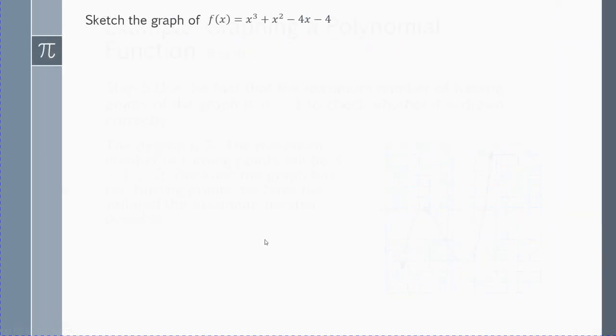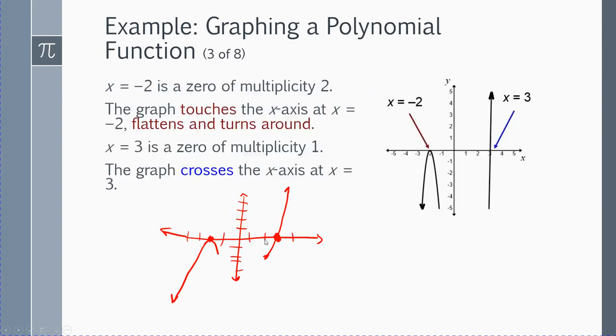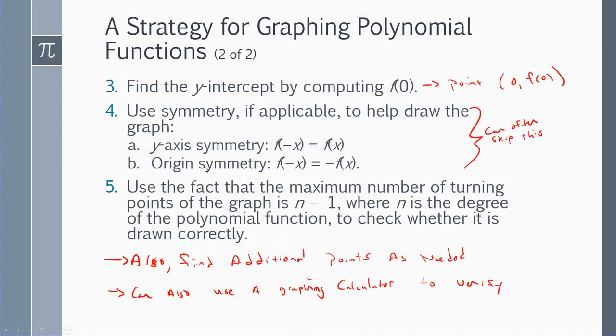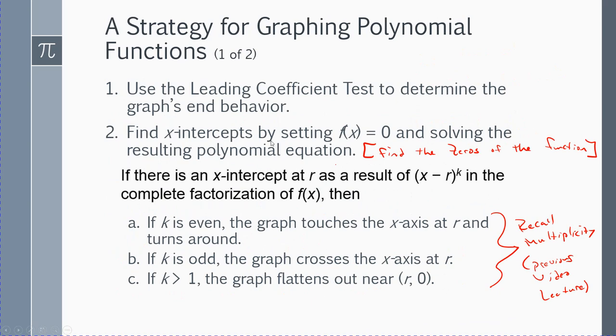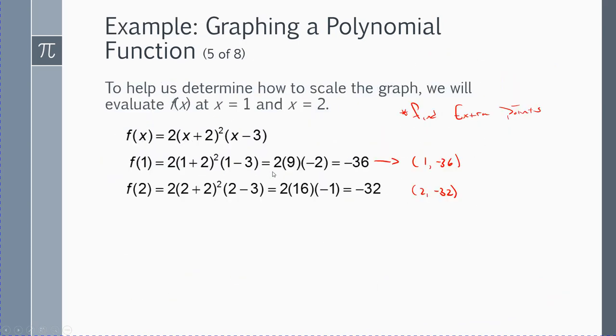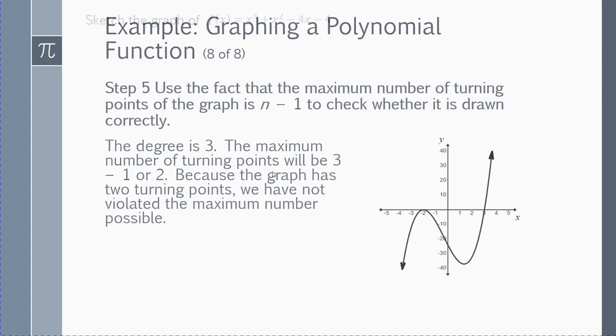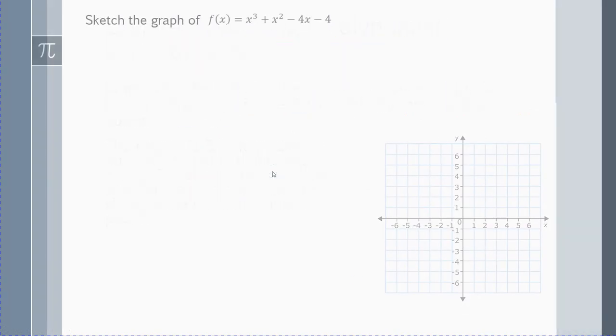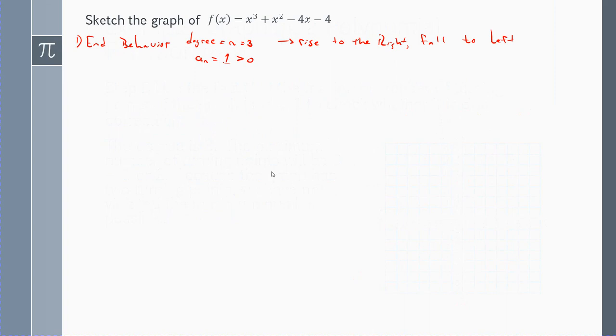All right, so look, going back. What is step 2 here? If you need some help, go back and look at this. So step 2, we're going to find the x-intercepts of this. So the second thing we're going to do is find the zeros.